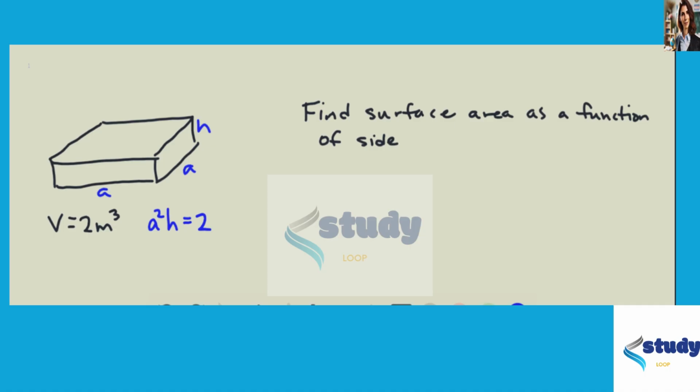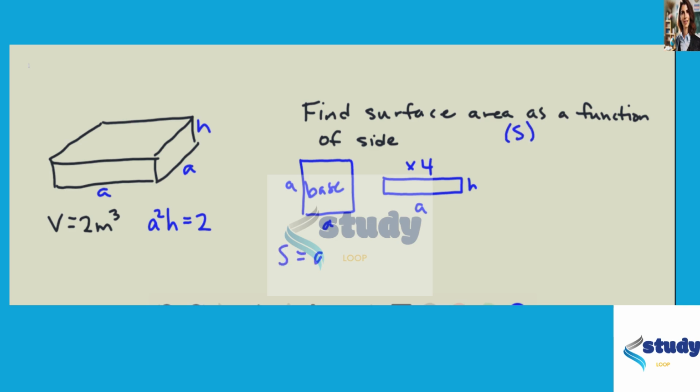Our goal is to find the surface area, and because there's no top, we have only 5 surfaces. We have the base, which is A times A, and we have 4 of these sides, which are A times H. So the surface area, which I'll call capital S, since we're already using an A for something else, is going to be the sum of these areas. So A squared for the area of the base plus 4 times A times H for the 4 sides.